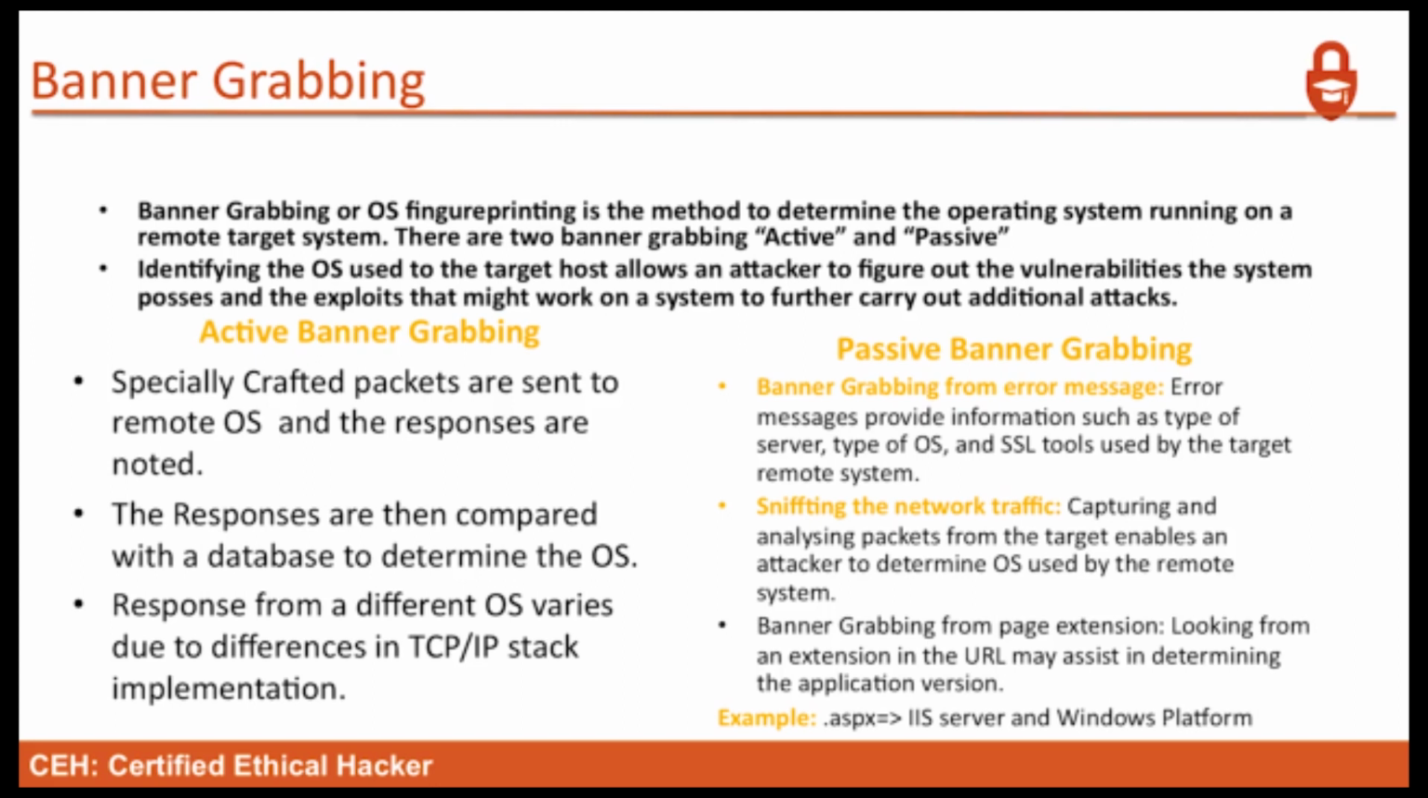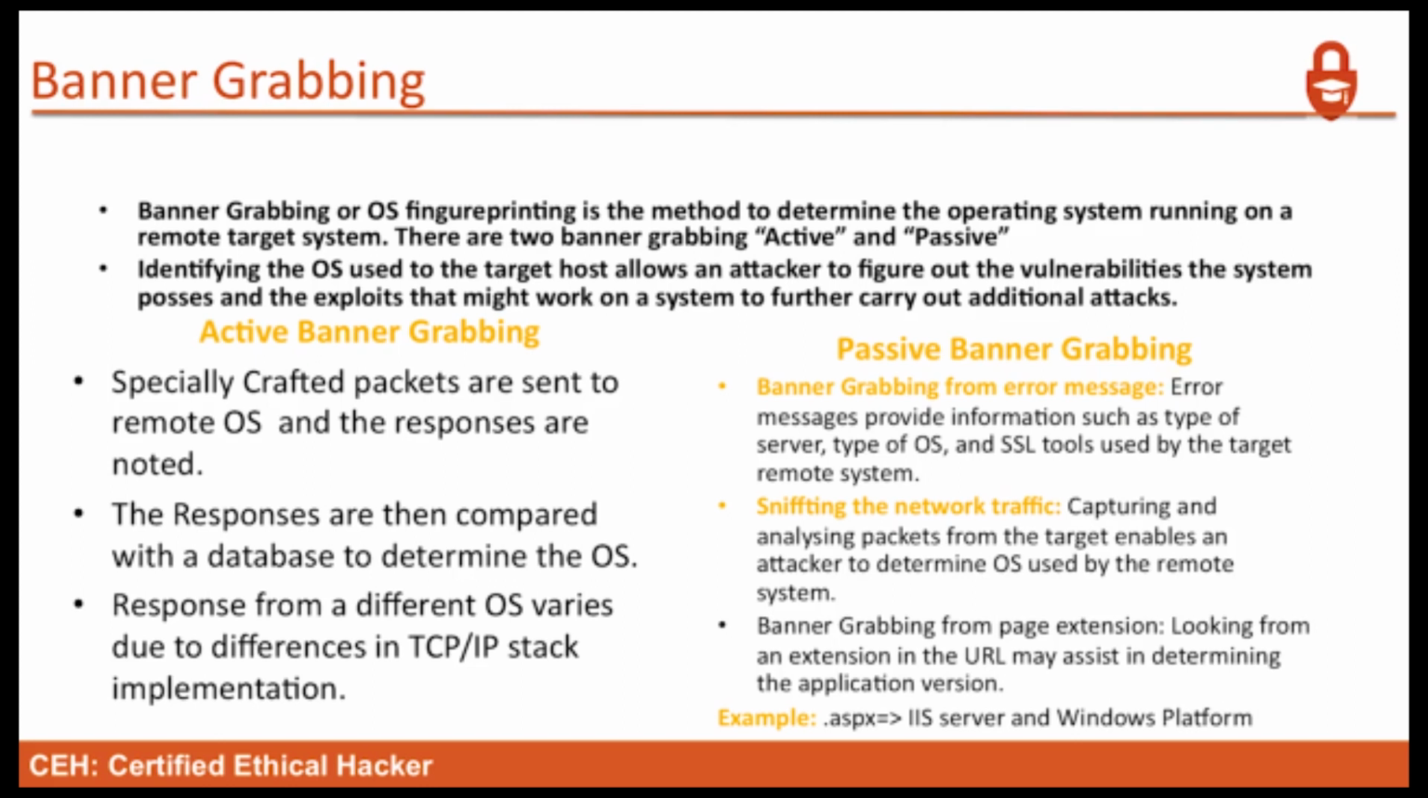So we have active banner grabbing and passive banner grabbing. Active banner grabbing is especially crafted packets are sent to the remote OS and responses are noted. The responses are then compared with a database to determine the operating system. Responses from different OSs vary due to differences in TCP/IP stack implementation. So passive banner grabbing is banner grabbing from error messages. Error messages provide information such as type of server, type of OS, and SSL tool used by the target or remote system. So sniffing the network traffic.